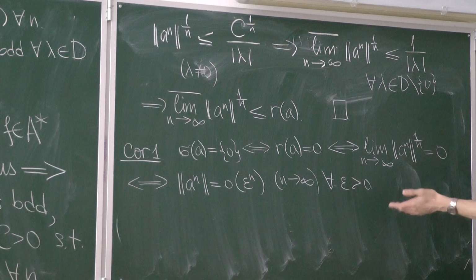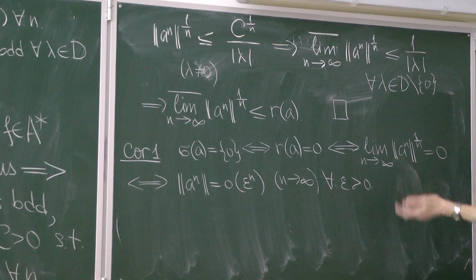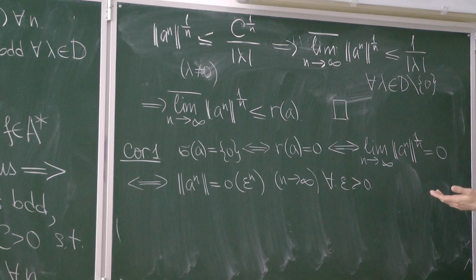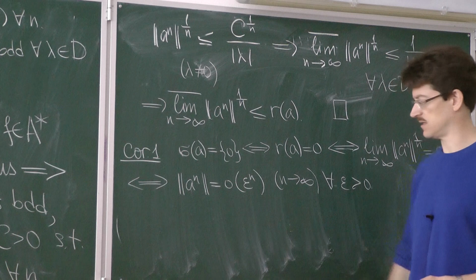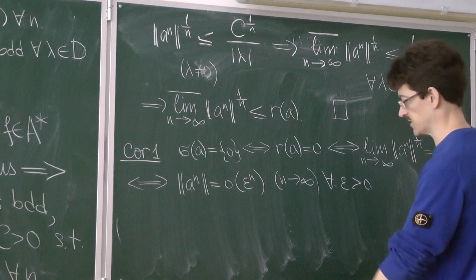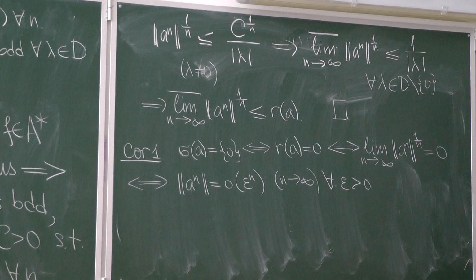Well, why is it so? We just write the definition of the limit. So for each positive epsilon, there is a number n such that this number is smaller than epsilon for big numbers n. And when we take the nth power, we get that the norm to the power n is less than epsilon to the power n. And since epsilon was arbitrary, we can write the little o here. So for example, this holds if the norm of a to the power n behaves something like 1 over n factorial. This goes to 0 faster than epsilon to the power n for each positive epsilon.